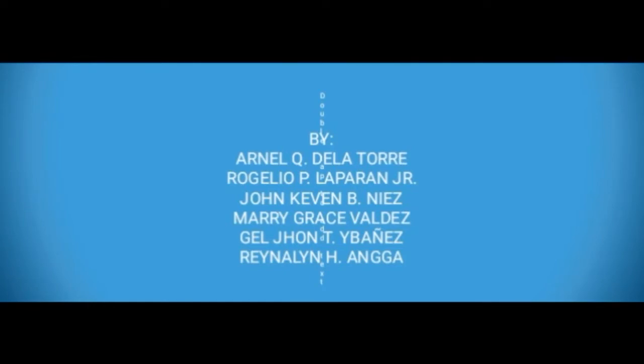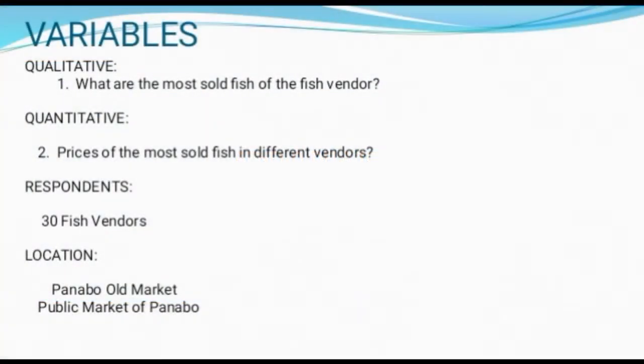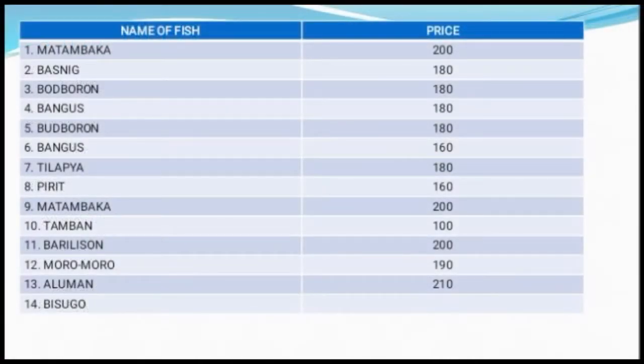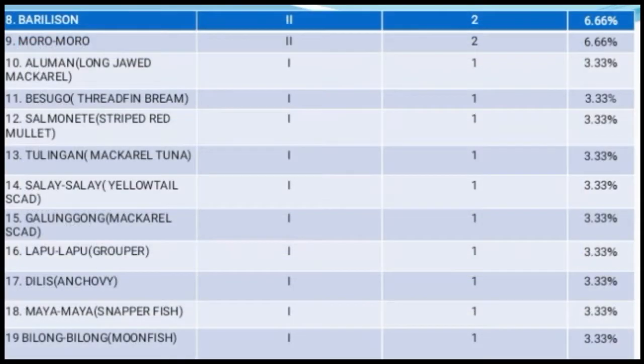Statistics, conducted by Arnold de la Torre, Rogelio Laparan, John Cavanies, Mary Grace Valdez, Jordan Ibanez, and Reynalyn Anga. Here are our variables. Qualitative: what are the most sold fish of the fish vendor? Quantitative: price of the most sold fish in different vendors. Here are our respondents, 30 fish vendors. Our location is Panabo Old Market and Public Market of Panabo.